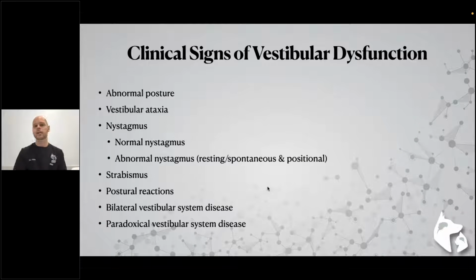Some clinical signs of vestibular dysfunction: we can have abnormal posture. The vestibular nuclei project neurons down the spinal cord, and they control the extensor muscles and the flexor muscles. In particular, on the same side, the ipsilateral side, they are facilitatory to the extensor muscles and inhibitory to the flexor muscles. But they also have collaterals that go to the other side of the spinal cord, where they inhibit the extensor muscles on the opposite side.